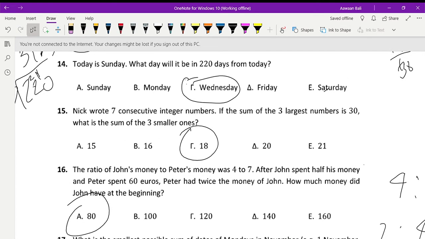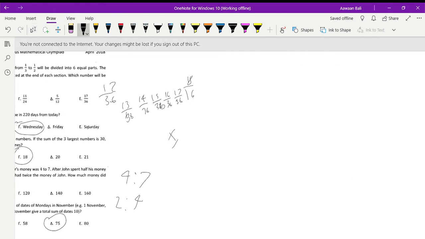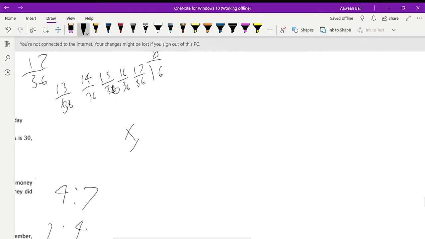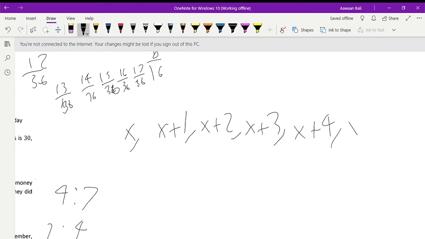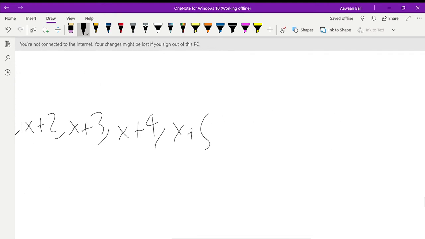Now, question number 15. Nick wrote 7 consecutive integer numbers. If the sum of the 3 largest numbers is 30, what is the sum of the 3 smallest ones? Okay, so basically there's x. So it's 7 numbers, right? So x plus 1, x plus 2, x plus 3, x plus 4, x plus 5, and x plus 6. So these 3 are equal to 30.